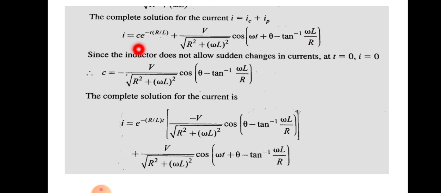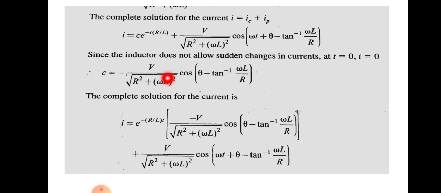And in this case you can see that there is a constant C. So we have to find this constant value C. For that we are taking the initial conditions. You know that this is an RL circuit. At t equal to 0 the switch is closed, so current will flow through the circuit.